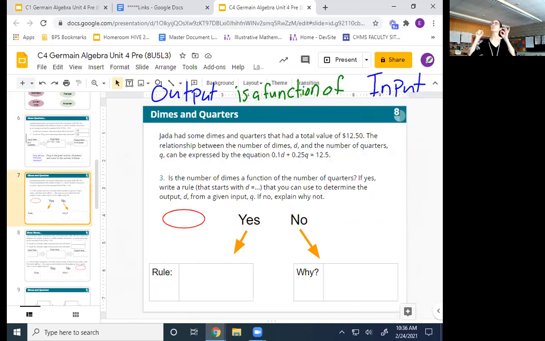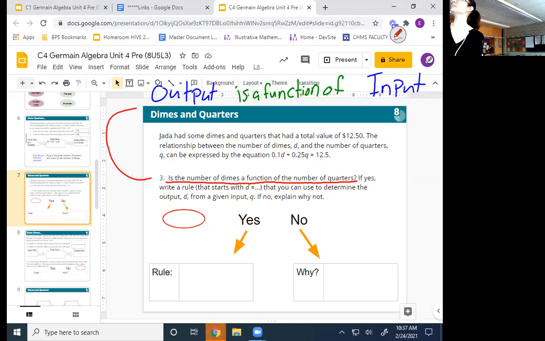So now I want you to look at the statement on number 3. The statement we're going to be looking at is: is the number of dimes a function of the number of quarters? If you were describing this function to somebody, is this the way that you would write it? Would you write it as dimes is a function of quarters, or is that incorrect?